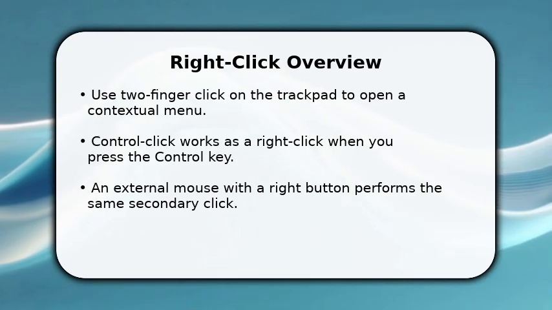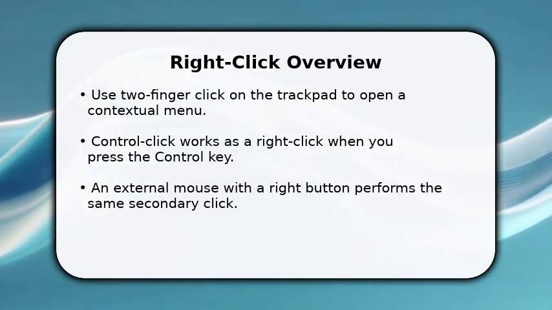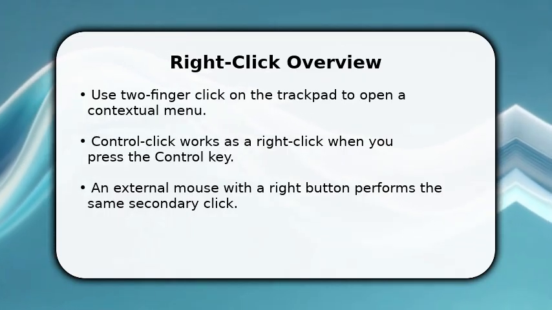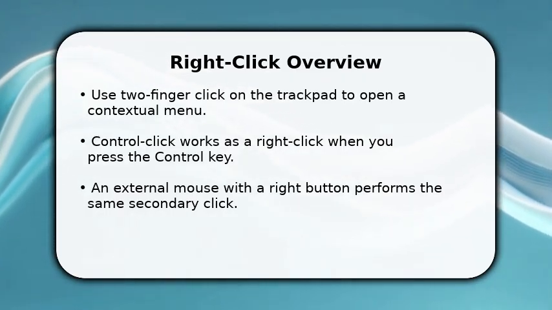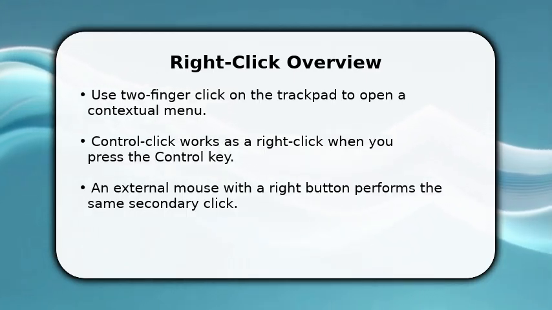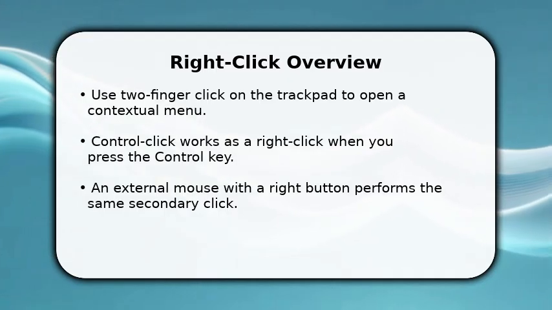I will show you every way to right-click on a MacBook Air. Use two-finger click on the trackpad to open a contextual menu. Press and hold the Control key and click with one finger to control-click as a right-click. Plug in an external mouse and press its right button for a traditional secondary click.